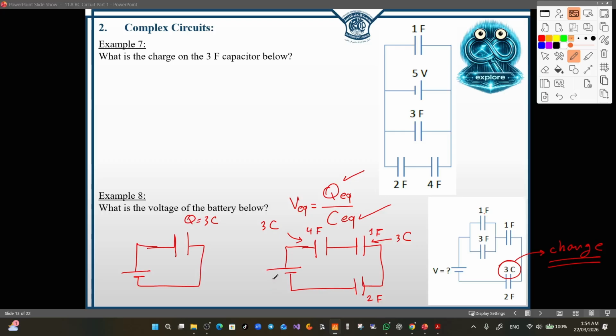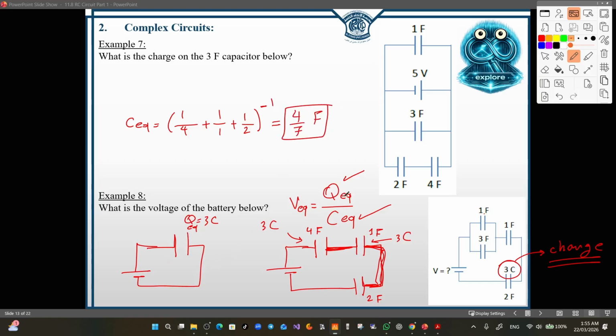Now we still need to find the equivalent capacitance of this set of capacitors, and since they are connected in series, we have one terminal in common between the capacitors. Then to find the equivalent, we just use one of the shortcuts. So the C equivalent equals, I will use this one, (1 over 4 plus 1 over 1 plus 1 over 2) to the power of minus 1. And the C equivalent is 4 over 7 farad.